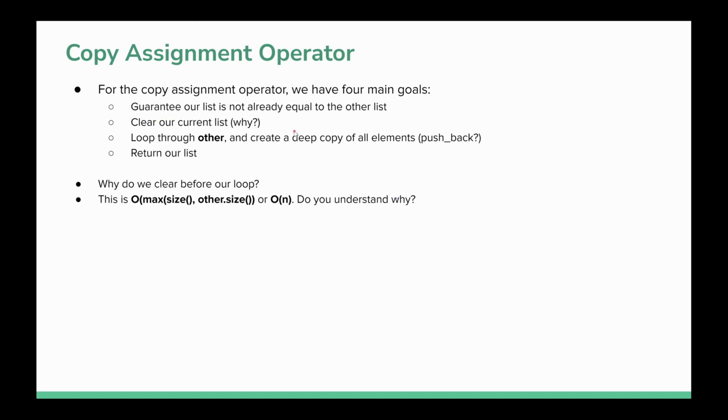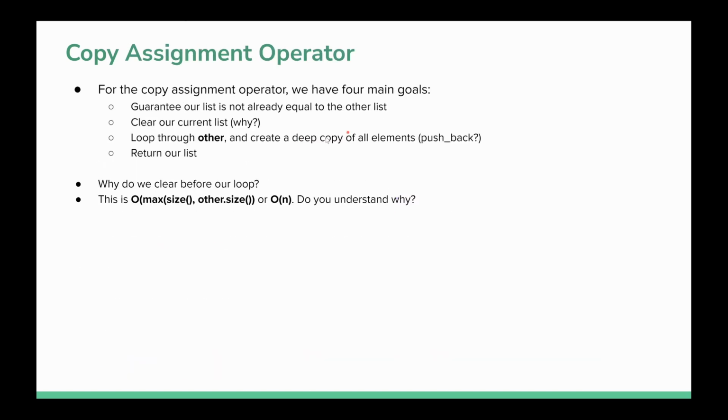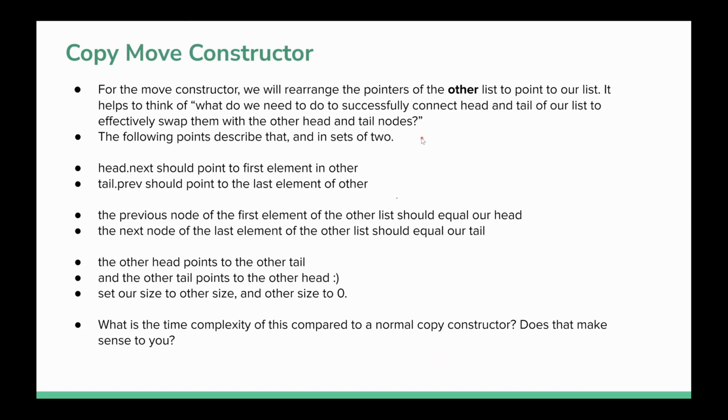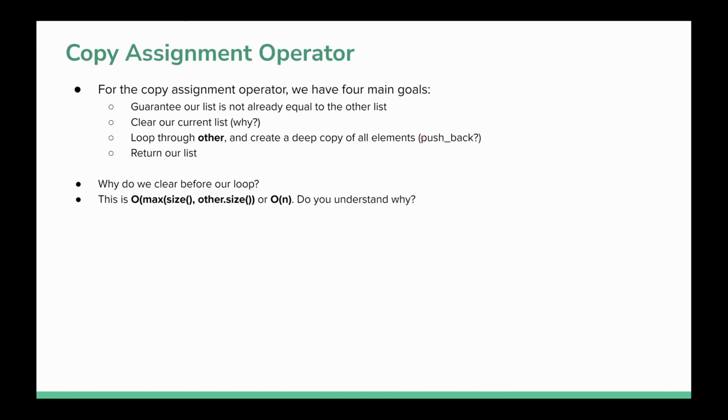We should clear our current list, and we'll cover why we do that. We should loop through the other list. And again, as we did here, we should create a deep copy. We're going to use pushback, that's probably the best way I would do it, unless you want to write some really long thing with iterators. It would essentially just be your pushback. So just try to make it as simple as you can.